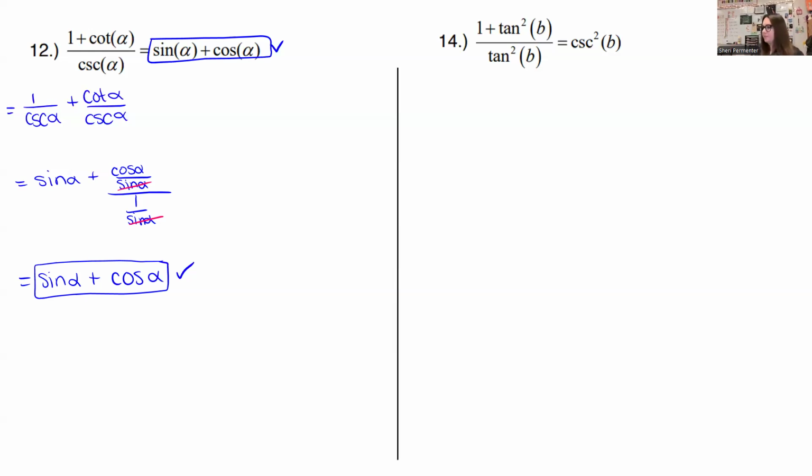Do another one. For question 14, 1 plus tangent squared, 1 plus tangent squared. Okay, I've got a 1 and I have a trig function squared. I'm going to look at my Pythagorean identities chart. So go look at that Pythagorean identities chart. What is 1 plus tangent squared? Secant squared. Okay, let's rewrite it. So we've got secant squared b over tangent squared b. Can I rewrite both of these in terms of sine and cosine?